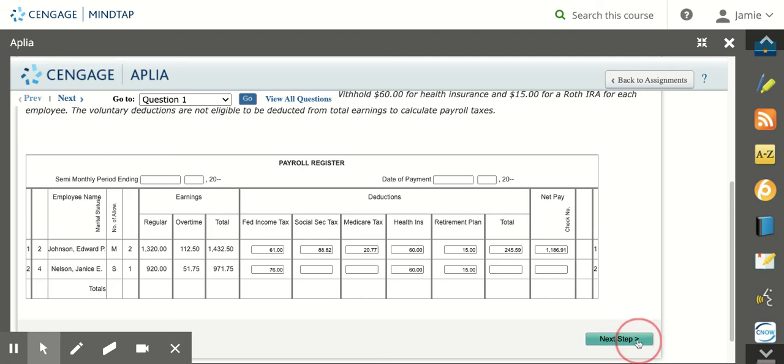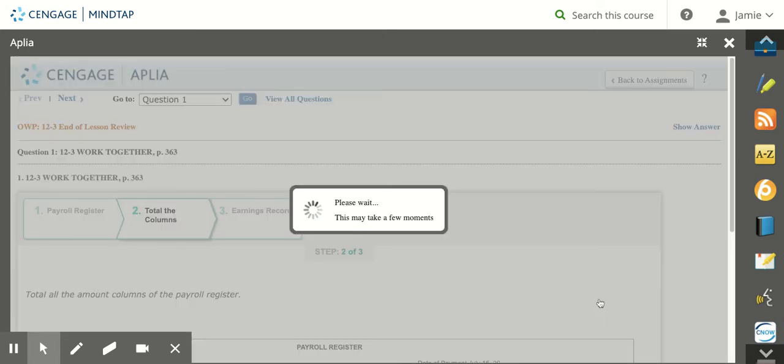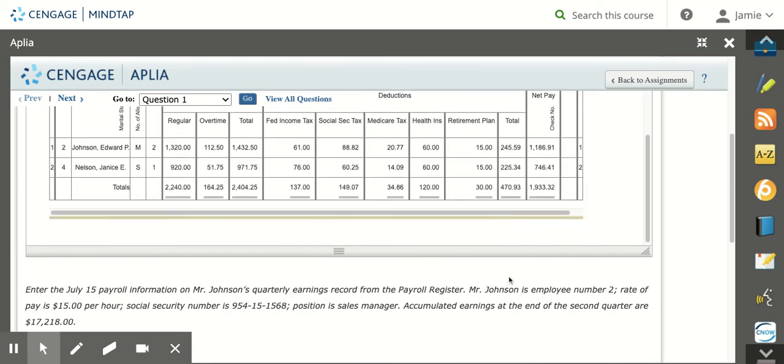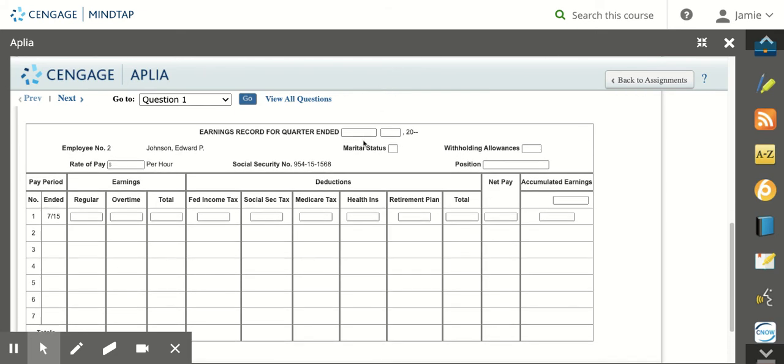The next step, you would total all the columns up, simply using a calculator and totaling all the columns. And then finally, we need to prepare an earnings record. So we're going to take the information for Edward Johnson from our payroll register, which includes all employees, and record that into his individual earnings record.